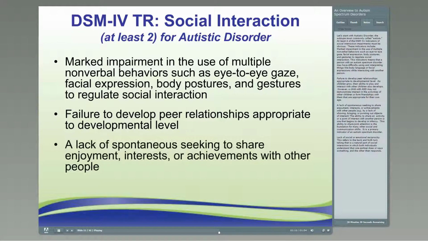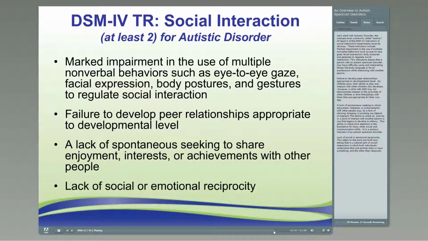A lack of spontaneous seeking to share enjoyment, interests, or achievements with other people. The ability to share an activity or a point of interest with another person is one that begins to develop in infancy. This ability to share joint attention is the foundation for many other social and communication skills. It is a primary indicator of an autism spectrum disorder.